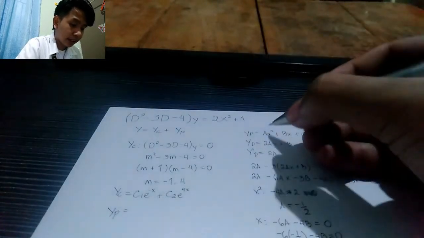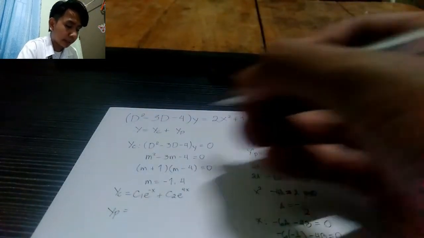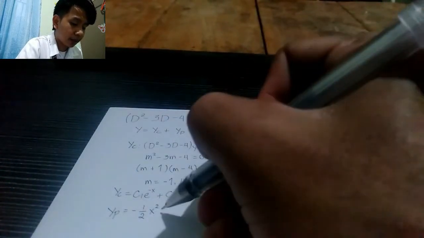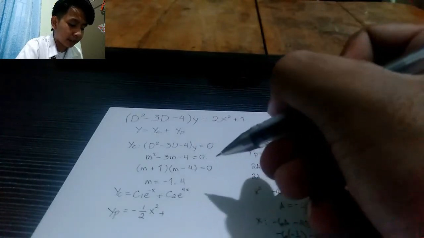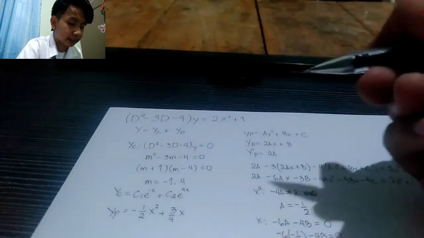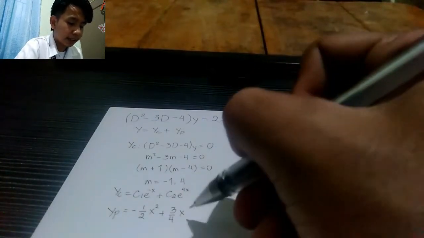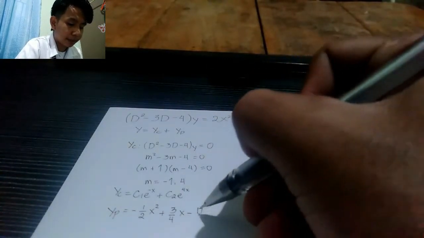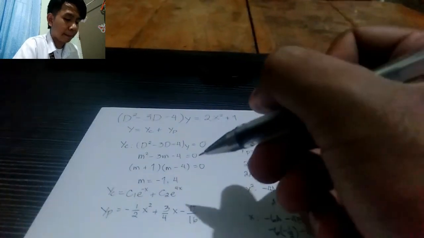So our Y sub P is AX squared. What is our A? Negative 1 half X squared, plus B. What is our B? 3 over 4, 3 over 4 X. Our C naman is negative 17 over 16.